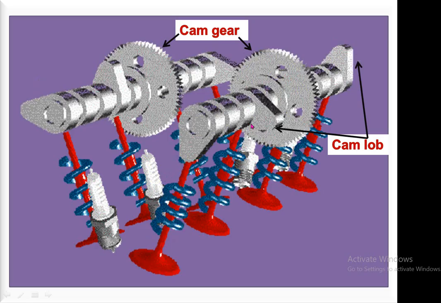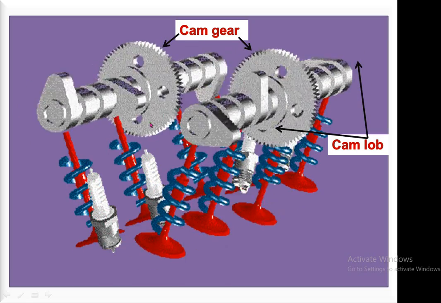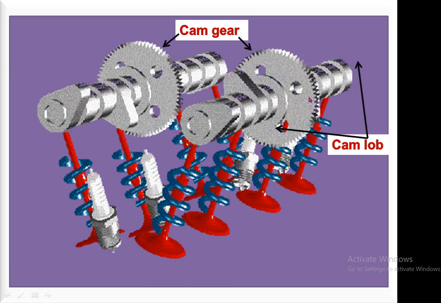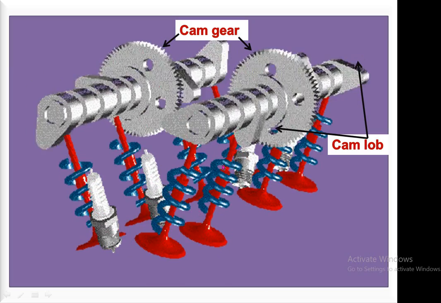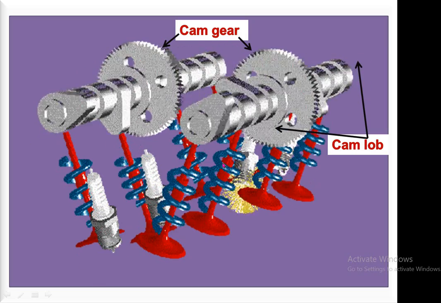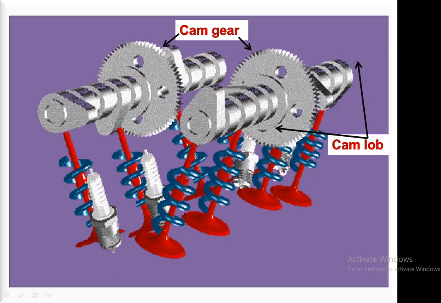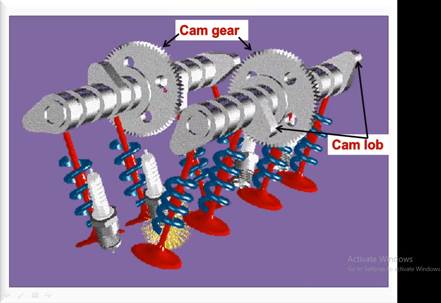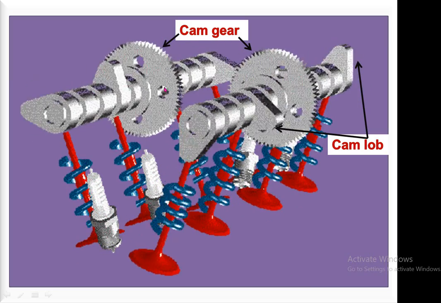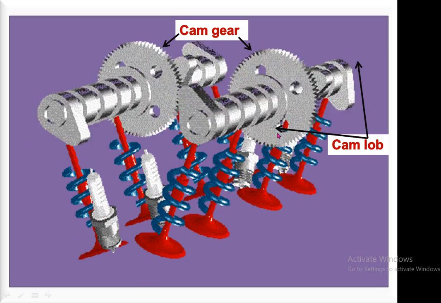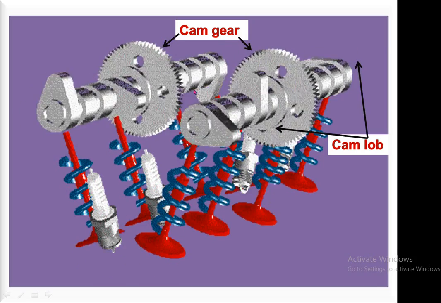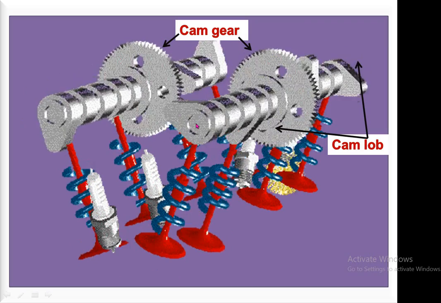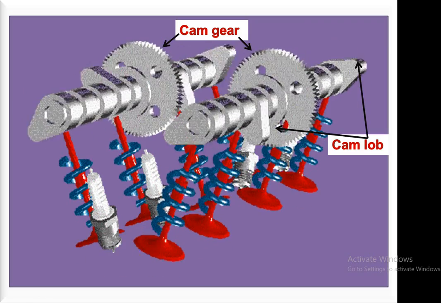This is the overhead valve mechanism, and there are 2 camshafts, one for the inlet valve and another for the exhaust valve. In some engines there are 2 camshafts, one for the inlet valve and one for the exhaust valve, and the cam may be arranged either on the upper side of the engine head or at the lower portion. So depending upon the type of engine, the number of camshafts as well as their mounting, either on the top or bottom, you can see in different types of engines.